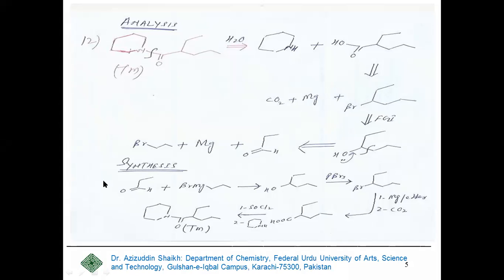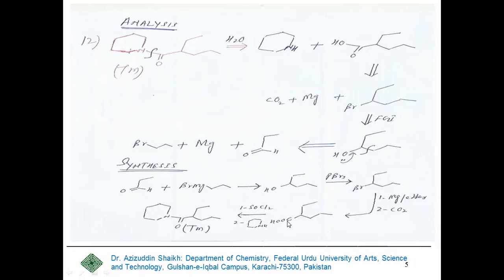The synthesis: this is the carbonyl compound, and alkyl magnesium halide converts it into alcohol. This is a secondary alcohol, and the hydroxyl group is converted into bromide by using a strong halogenating agent, phosphorus tribromide. This is the alkyl halide. Again, it is converted into alkyl magnesium halide, and the alkyl magnesium halide reacts with carbon dioxide. As a result, you will get carboxylic acid.